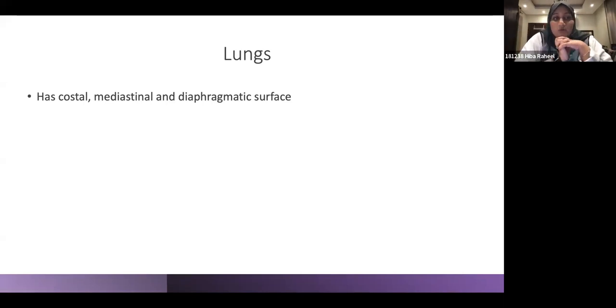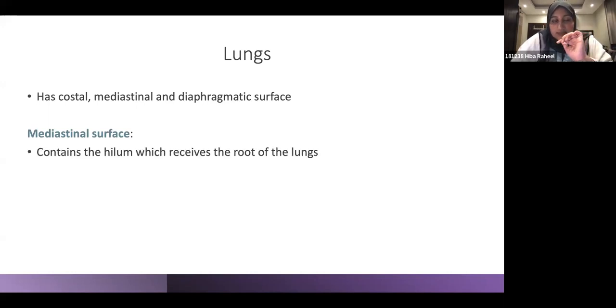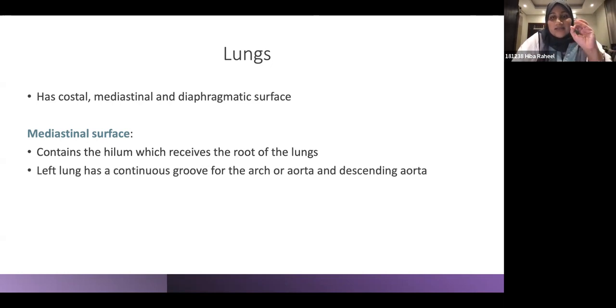All right, so we have 3 surfaces of the lungs. We have costal, mediastinal, and diaphragmatic. The mediastinal surface is the surface which is towards the heart. It's the middle surface, the surface of the lungs that faces the heart, okay? This surface has the hilum. I'll show you what a hilum exactly is, but the hilum is the portion of the lung that contains the bronchi, the blood vessels, and the veins.